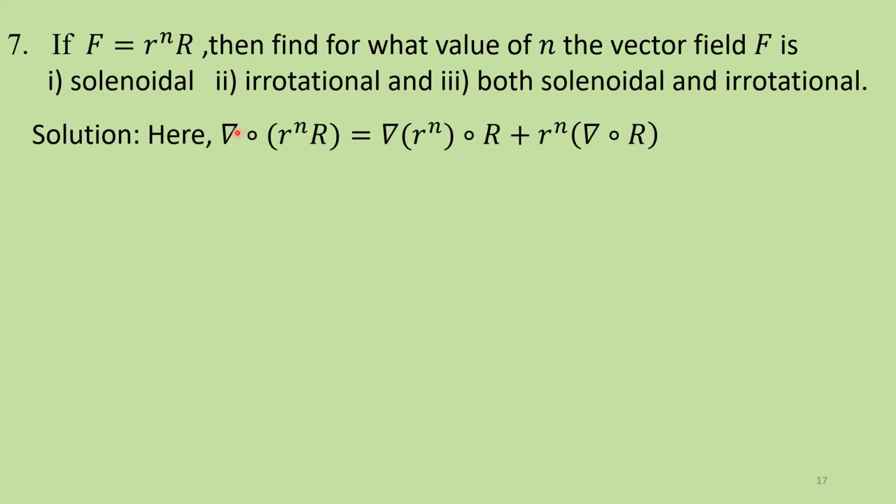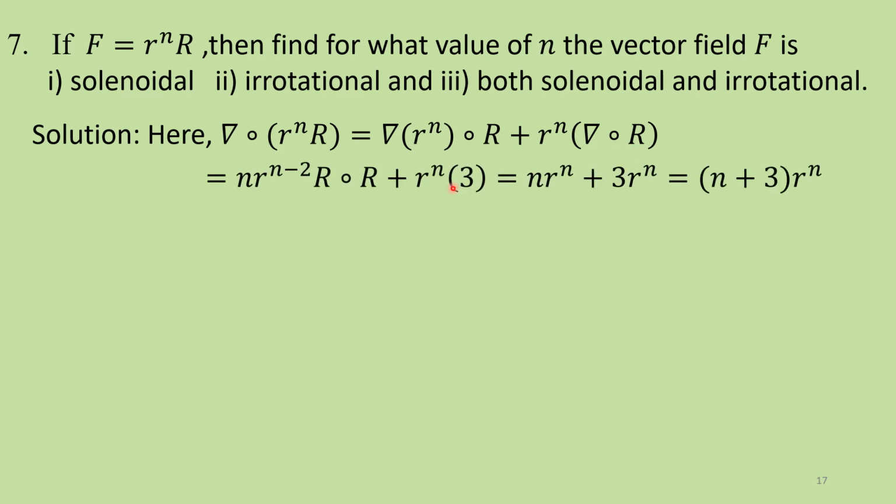So again let me take the divergence of r power n into r by using that identity, divergence of phi f, which is nothing but grad of r power n dot vector r plus r power n into divergence of r, where the divergence of r is 3. I substitute that: 3 r power n, and the grad of r power n is n r power n minus 2 into r. So r dot r is r square. After simplifying we get n r power n plus 3 r power n, which is nothing but n plus 3 times r power n, as we have just taken.